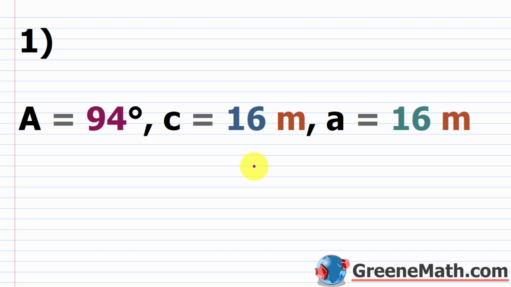So let's start off with this first problem here. I think it's going to be the easiest scenario because we're given an obtuse angle. So here, the measure of angle A is 94 degrees. We have our side C. The length is going to be 16 meters.